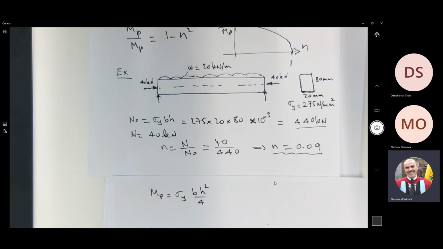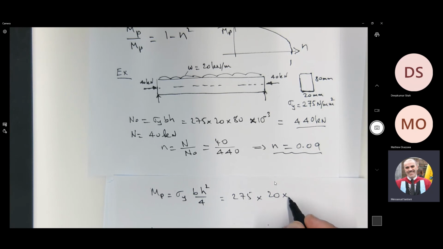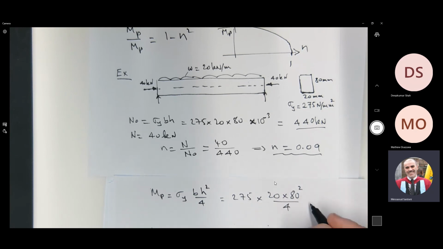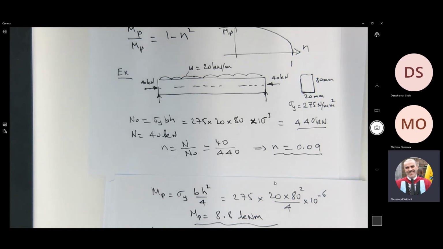So we have sigma y 275. B is 20. H is 80, so that's 80 squared over 4. If you want it in kilonewton meters, you can do that. It will be 10 to the power minus 6. So 8.8 kilonewton meters. So this is the plastic moment in kilonewton meters.